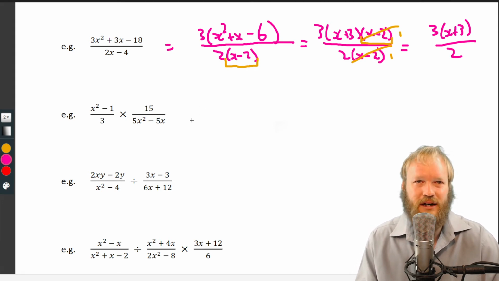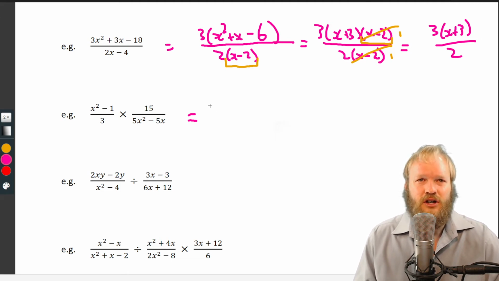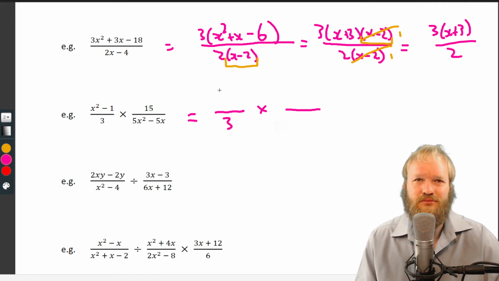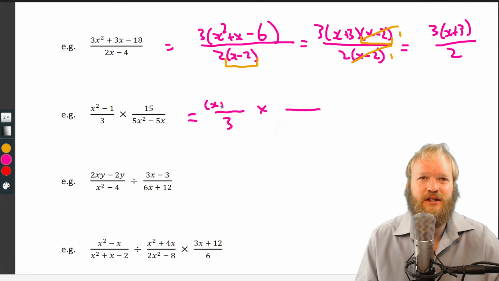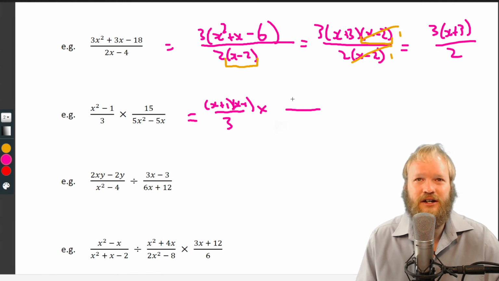If we're multiplying, same deal. Do each fraction first. So times, let's throw in a question, x squared minus 1. How can we factorize that? It looks like a difference of 2 squares to me, so x plus 1 times x minus 1. This 15, we're already going to think of as 3 times 5. I'm going to leave it as 15, but you see this 3 times 5 idea.